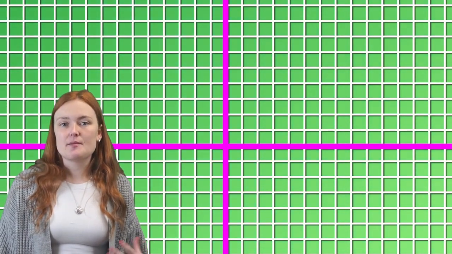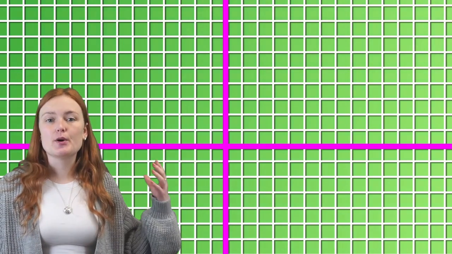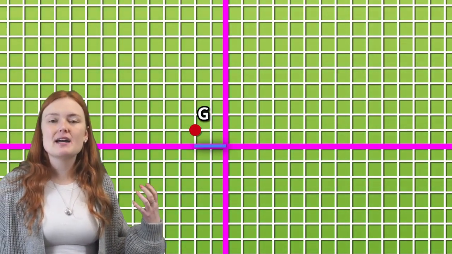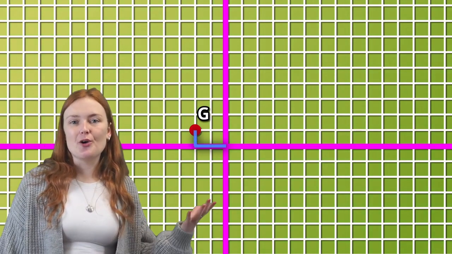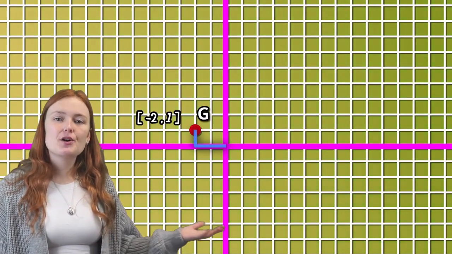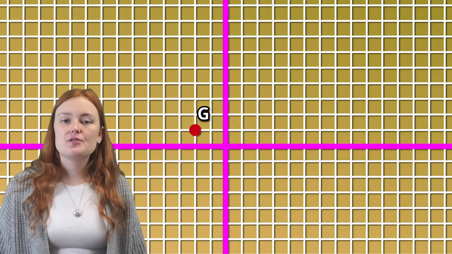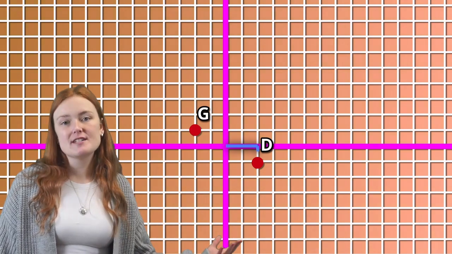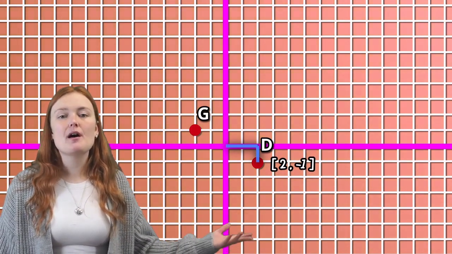So looking at this example, if I wanted to write the coordinates for the point G, it goes 2 in the negative direction. So that's -2. And then it goes 1 up. So I would write -2, 1. If I wanted to do the coordinates for D, it would go 2 across and 1 down. So that would be 2, -1.